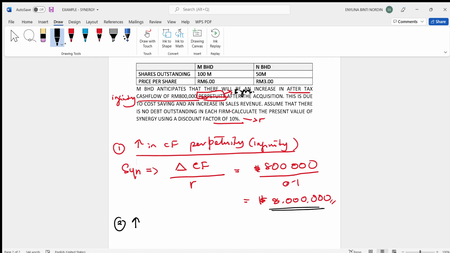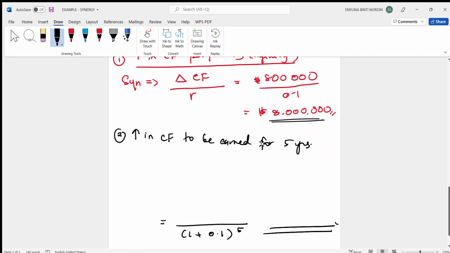An increase in the cash flow to be expected to be earned for 5 years. Okay, so how are we going to calculate? Let me change this one first.